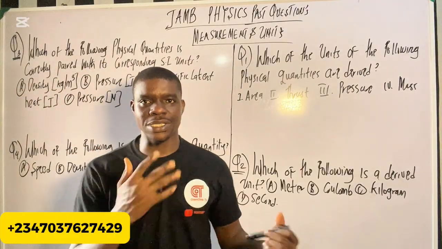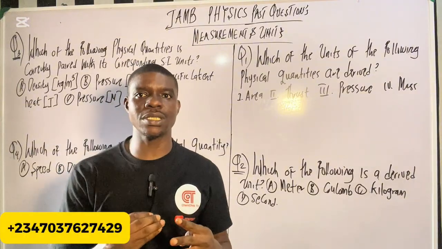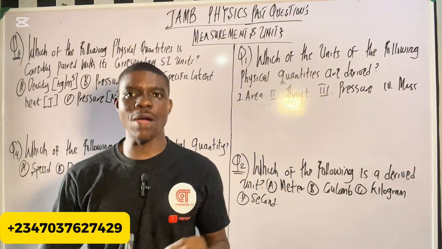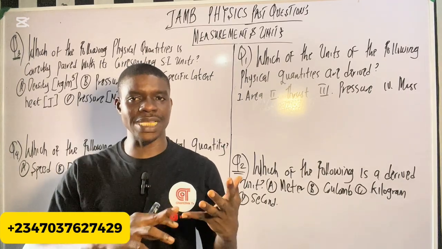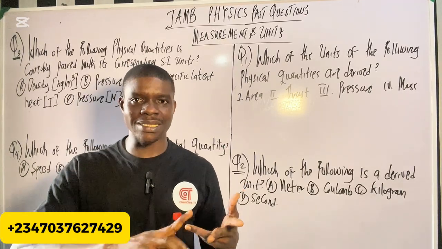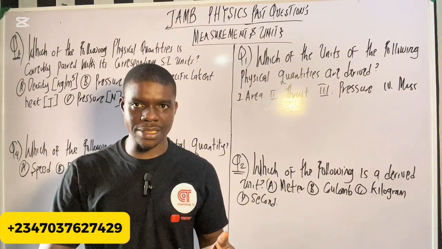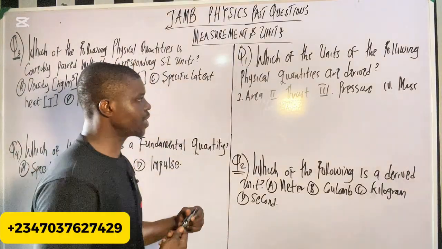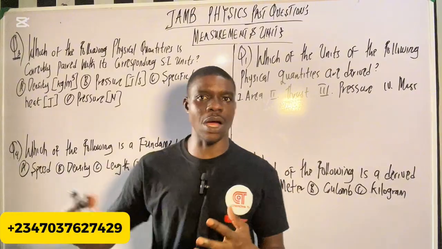Now we have derived quantity, and we have fundamental quantity. Derived quantities are quantities that are derived from or depend on other quantities, while fundamental quantities don't depend on other quantities. Fundamental quantities are, for example, mass, length, time, temperature, current, and moles, right? So check it very well. Why are they called derived quantities? Because they are got from other quantities.